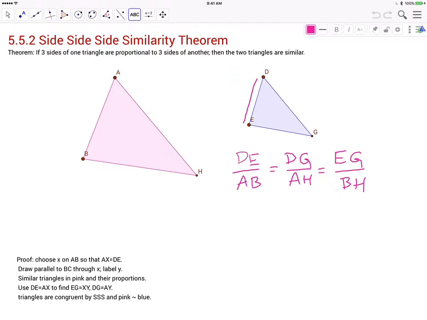Separately, I'm going to take DE and try to replicate it over here. Label that X. I'm going to take a parallel line to this side, label this Y. Okay. And try to be as concise as I possibly can. We now know that DE is the same as AX. Right? And we know from this triangle over here that AX relates to AB.